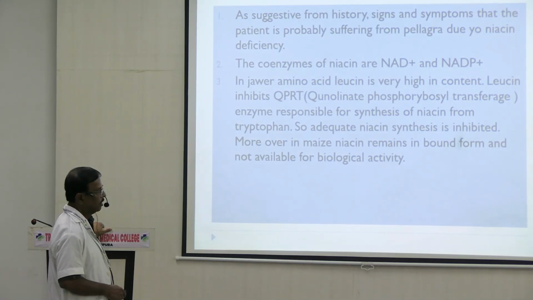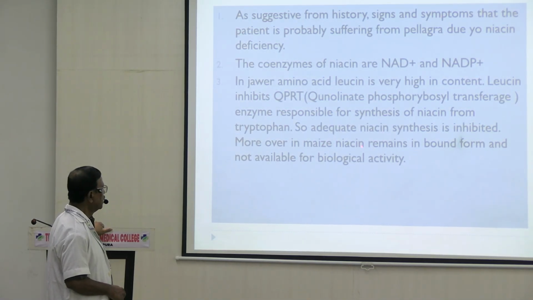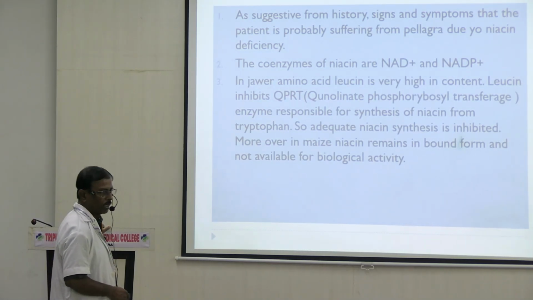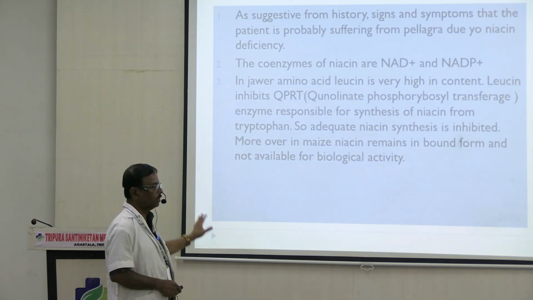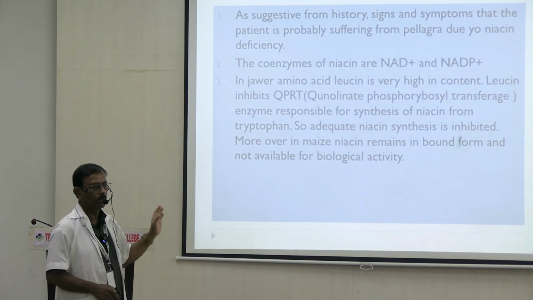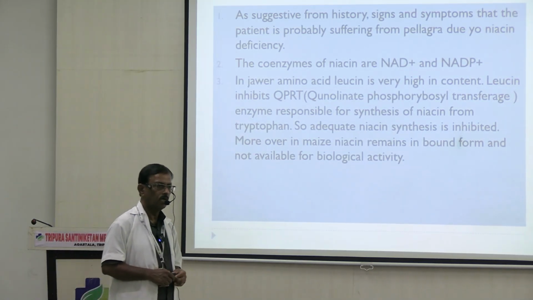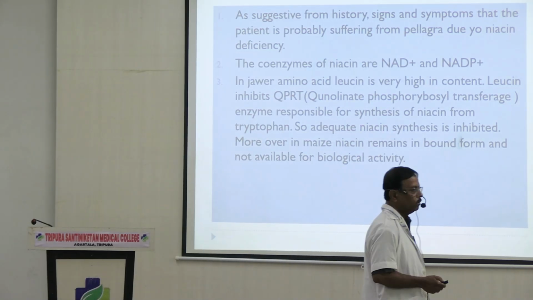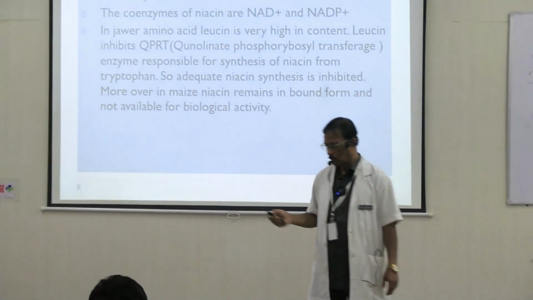Moreover, in maize, niacin remains in bound form and is not available for biological activity. So these are the reasons why the patient is in a niacin deficient state, leading to pellagra.